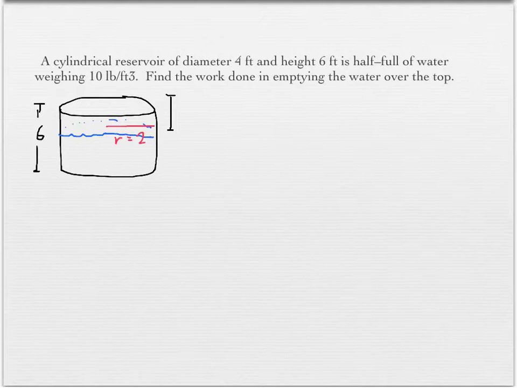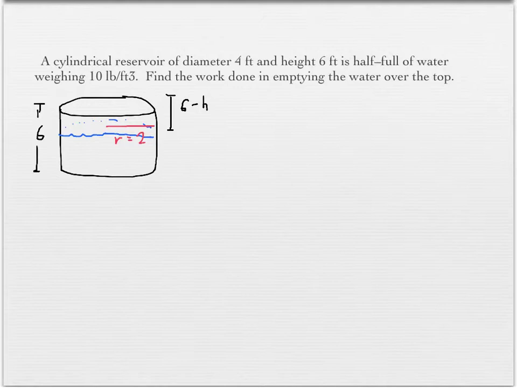So I'm going to call this 6 minus h. The total height there is 6. That distance from where that water is to the top, we're just going to call it 6 minus h. Right now we know that that's 3 feet tall.